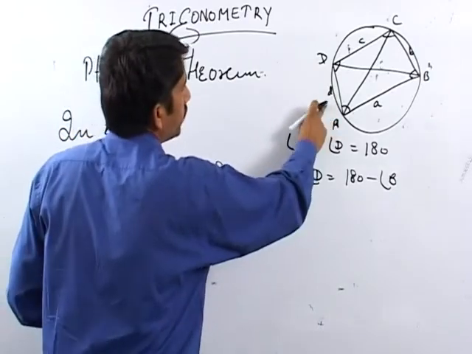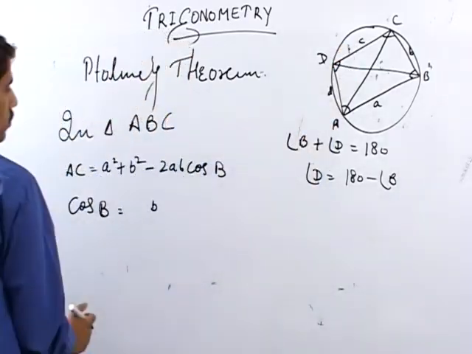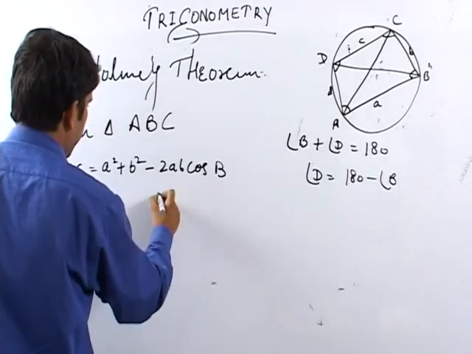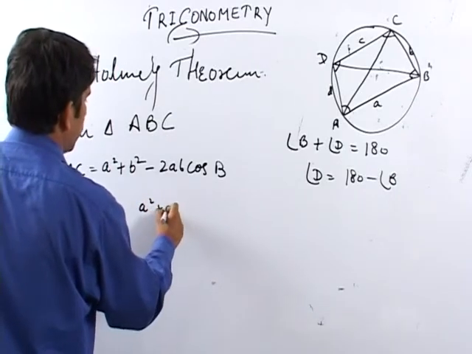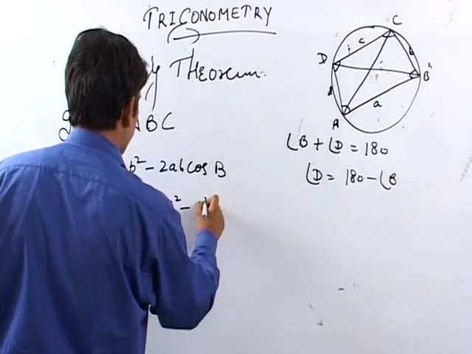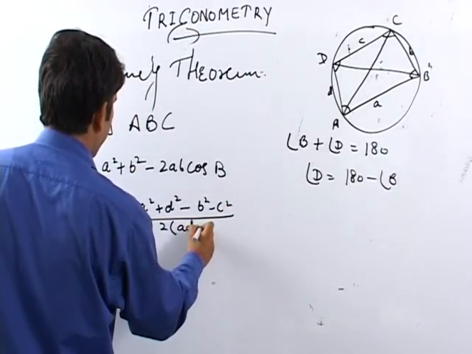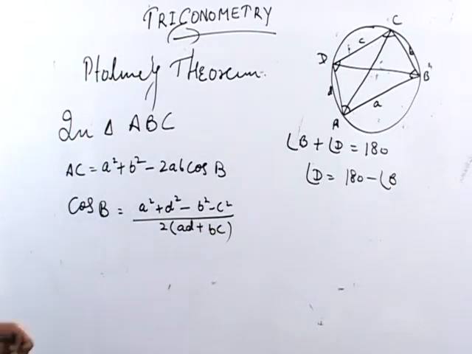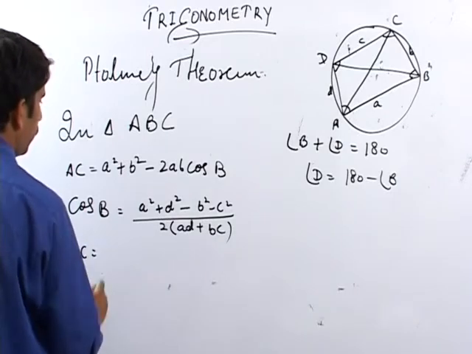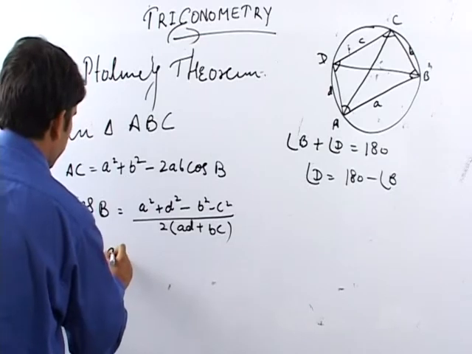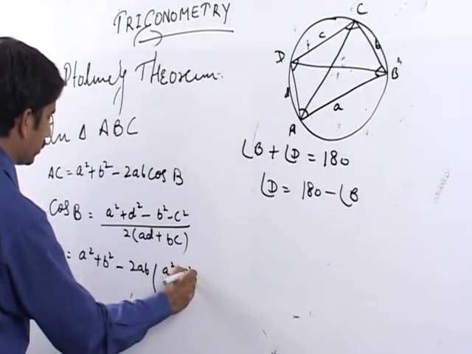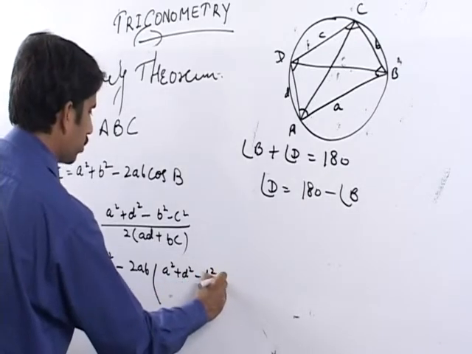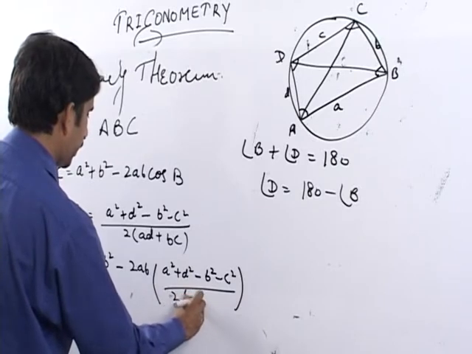Therefore, if we take this triangle ADC, so here cos B is (a square plus d square minus b square minus c square) over twice of (ad plus bc). Now when you put this value here, then you will get AC is equal to a square plus b square minus 2ab into (a square plus d square minus b square minus c square) over twice of (ad plus bc).